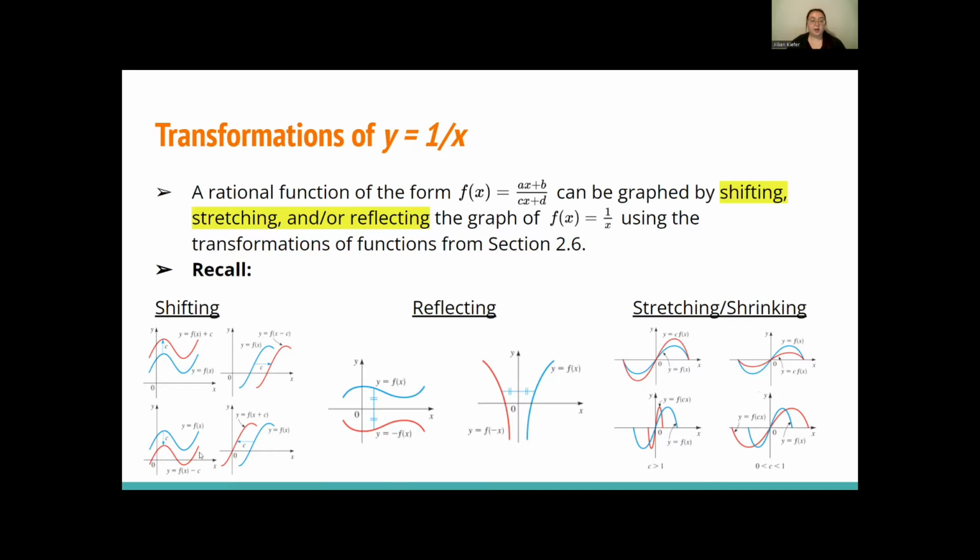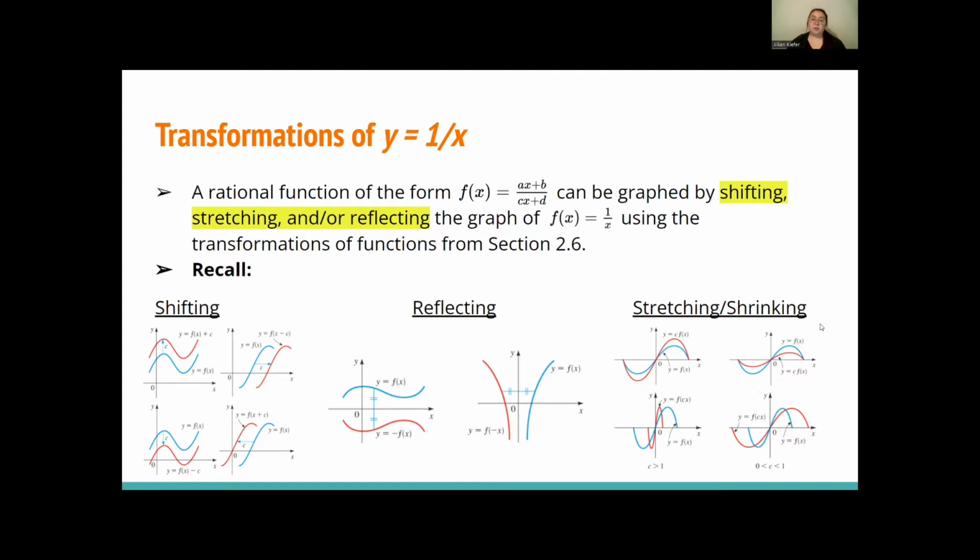So we see all the different types of transformations here. Shifting is adding or subtracting a number either to the function entirely or just to x directly. Reflecting is adding a negative to x or the entire function. Stretching and shrinking comes from multiplying a value. Depending on whether it is greater than 1 or between 0 and 1, it may be a vertical stretch or shrink or a horizontal shrink or stretch, depending on those values.